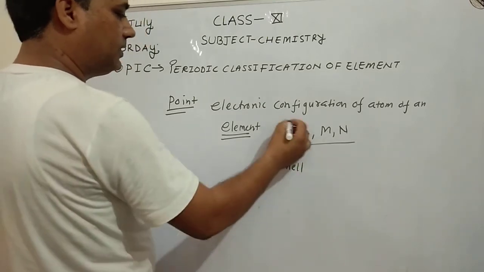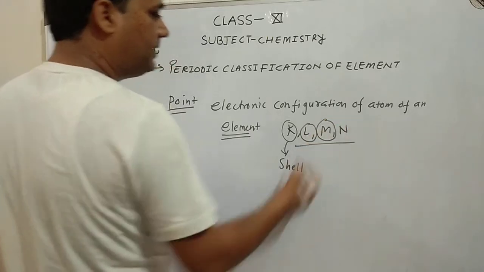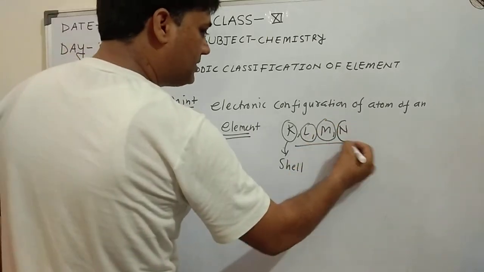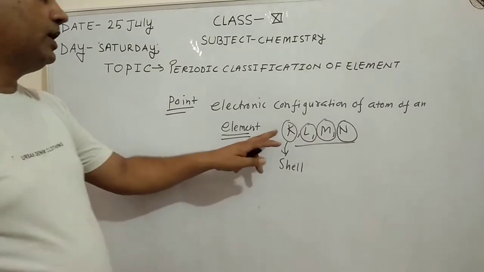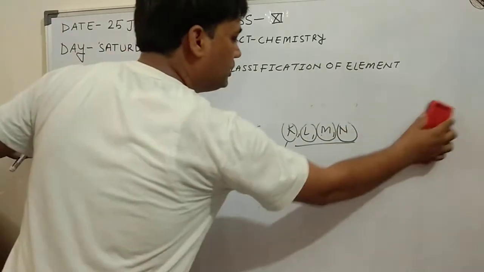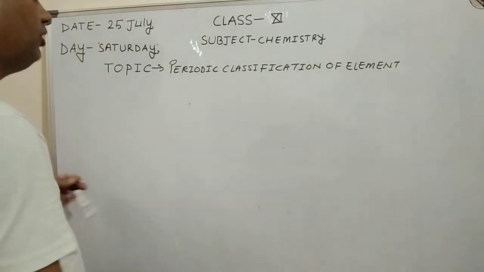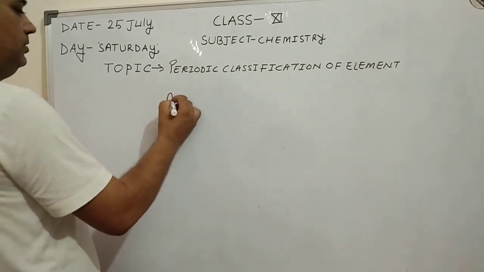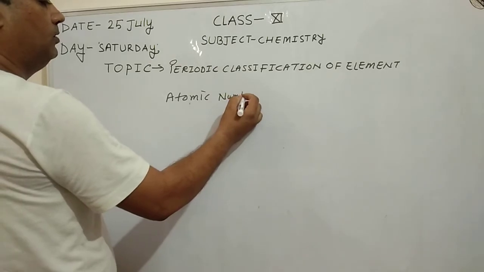The first shell is known as the K shell, the second shell is known as the L shell, the third shell is known as the M shell, and the last shell is known as the N shell. So on the basis of K, L, M, N, we can write the electronic configuration of an atom of an element with the help of atomic number.